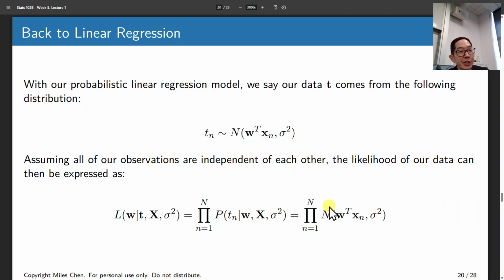And so if we're doing linear regression, we said in our generative model that the actual values of t come from a normal distribution centered at w transpose x, with variance sigma squared. So it's normally distributed around here. We're going to assume all of our observations are independent of each other. If that's the case, then the total likelihood of our entire data is going to be the product of everything. Here I've got the product of all of this, and this is supposed to represent the PDF of our data.